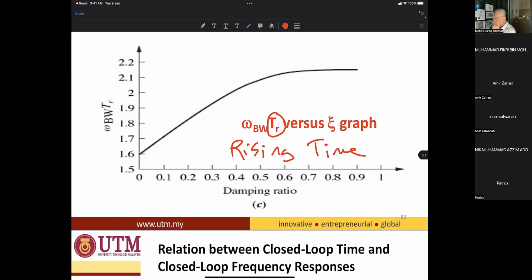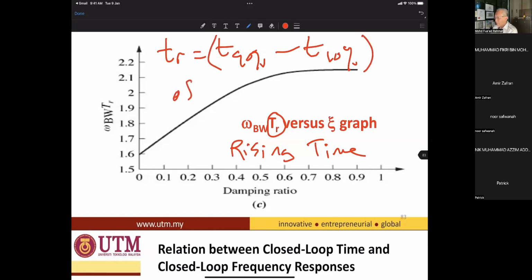Rising time, masa untuk sampai. English, because we have Arab students. Time taken to reach... for the student to wake up from sleeping. Astaghfirullahalazim. T 90% minus T 10% of final value.